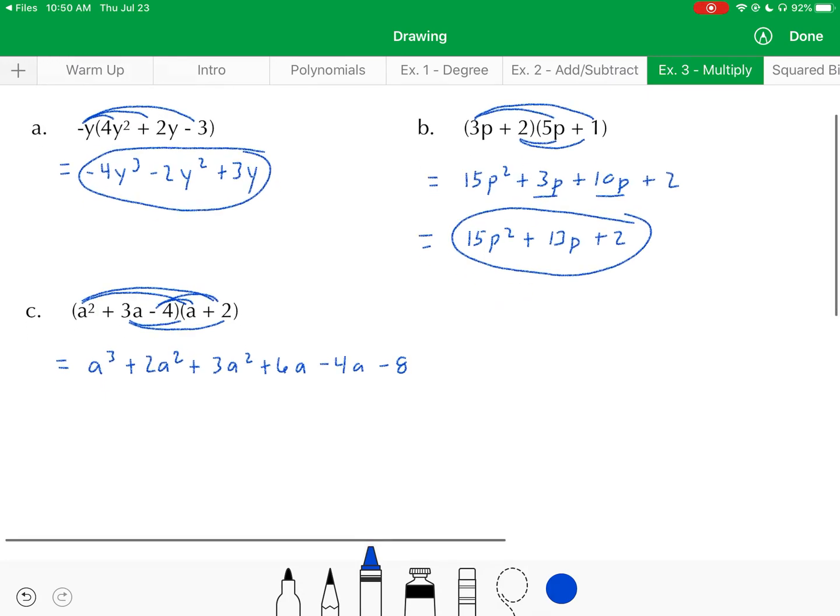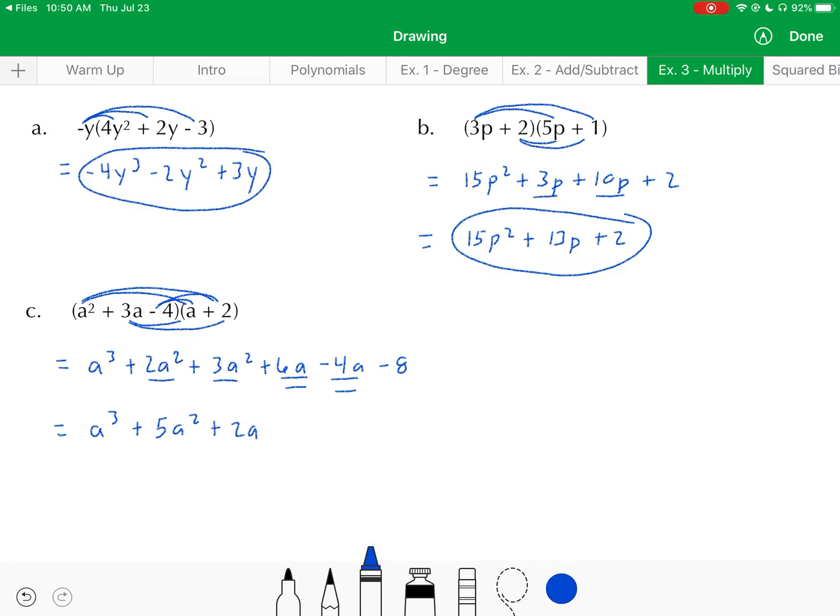Notice I've got 2 quadratic-like terms and 2 linear-like terms. So this will lead me to a cubed plus 5a squared plus 2a minus 8. Okay.